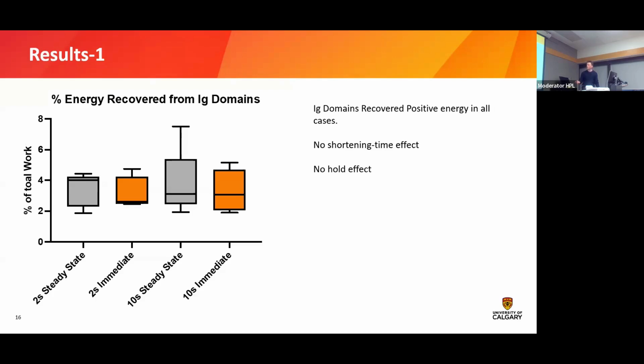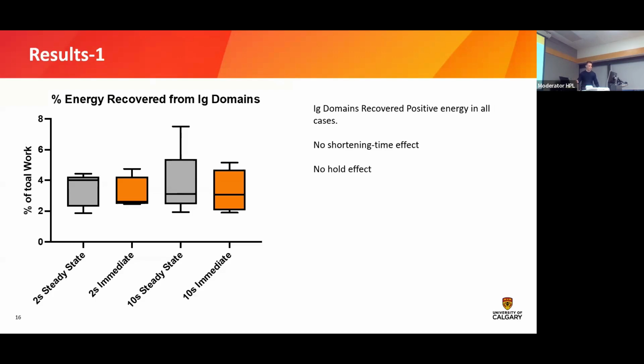One thing I do want to note here is this is really small. This is like 2 to 4%. At maximum, it's like around 8%. So we're seeing really small amounts of energy contribution from immunoglobulin domain refolding. This is kind of expected, and the reason why is we know the PEVK is elastic. It is essentially going to be responsible for almost all of our extension and almost all of the energy we recover during shortening. So we get a little bit back from immunoglobulin domain refolding.